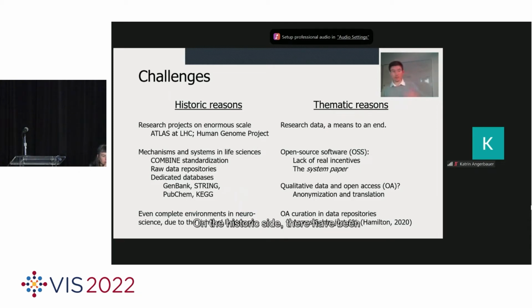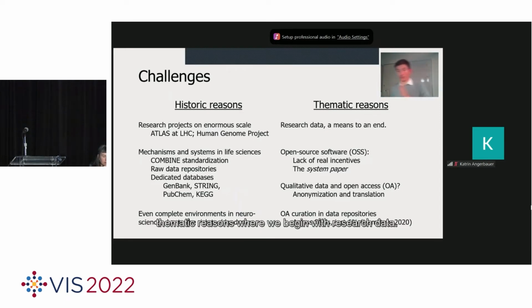On the historic side, there have been research projects on enormous scale that have driven naturally research data management and curation. And in the life sciences, because of data reuse, development of new software, and the creation of computational models, mechanisms and systems have also emerged and resulted in various well-known databases, specific data repositories, or certain initiatives like COMBINE. And then a step further, in neuroscience, there has even been a push toward sharing complete computational environments.